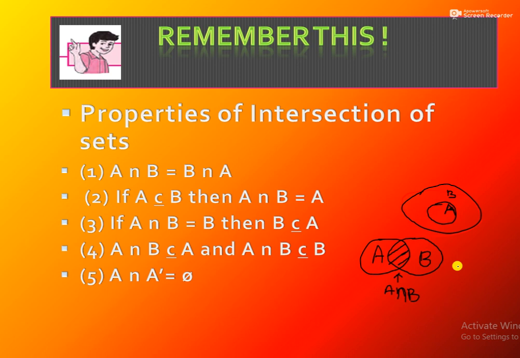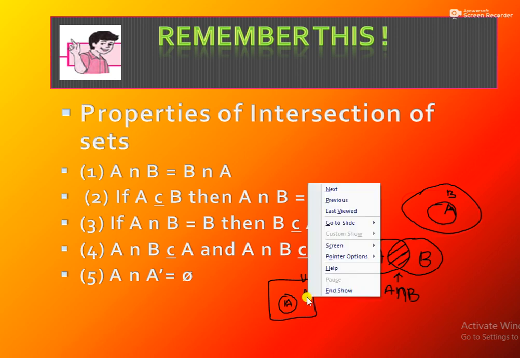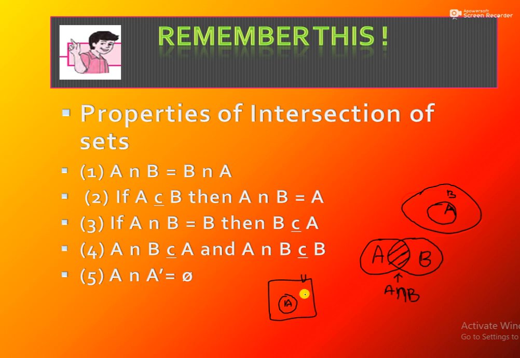Intersection of A and A complement is phi. So let us see, this is our set A, this is the universal set, and all the elements remaining in the universal set, these all are A complement.